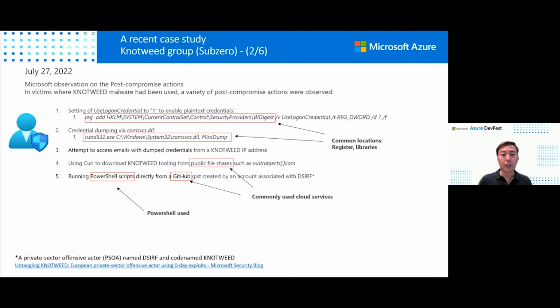And also, if you look at the fourth and the fifth post-compromise actions, right, the observation is also that they tend to use commonly used cloud services like GitHub or even public file shares, right, so that from an analyst perspective, you will not see any threats from that aspect.